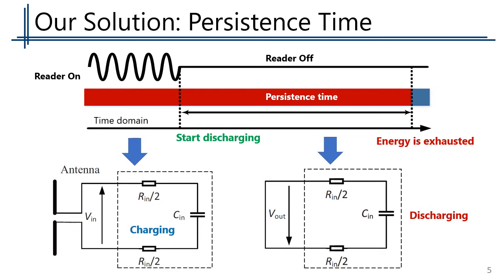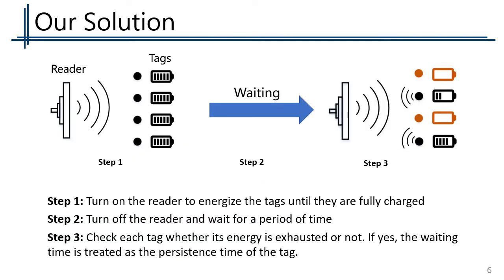With this time, we are able to figure out the difference of tag chips. This forms the basic idea of our method. Our solution has three steps. First, we turn on the reader to charge the tags until they are fully charged.